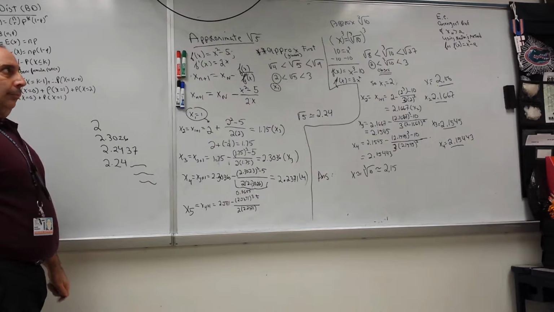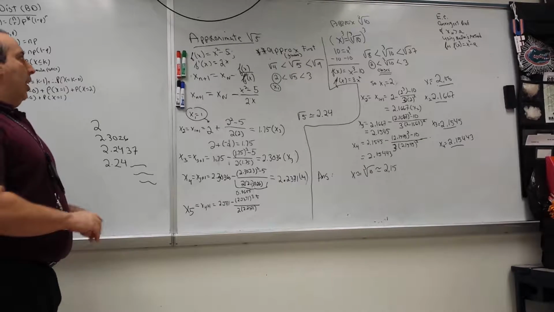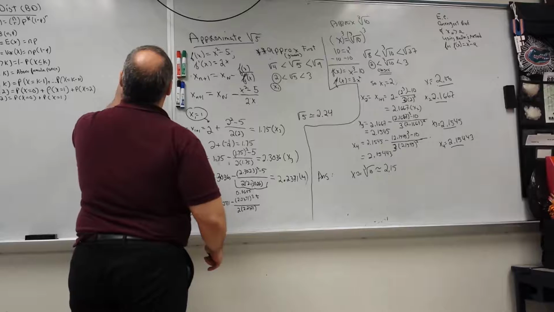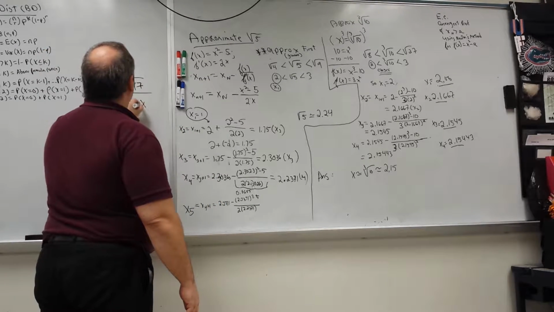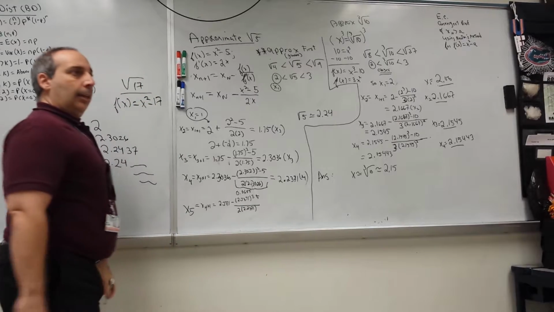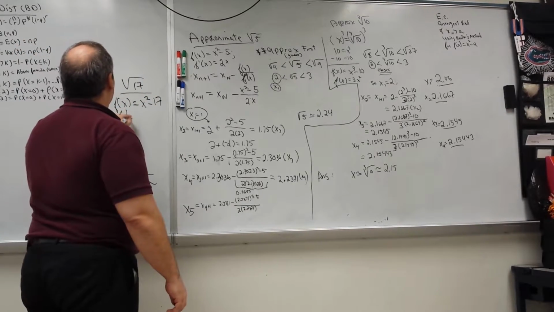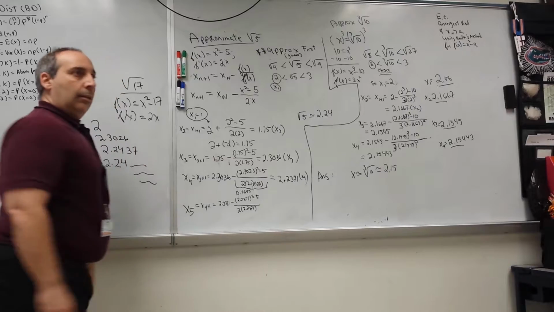Theoretically, they could just give you the equation and not give you the square root of 5 and just ask you to find what satisfies the x. They could say something like, approximate what the square root of 17 is. Then you go, f of x is equal to x squared minus 17, so f prime of x is 2x.